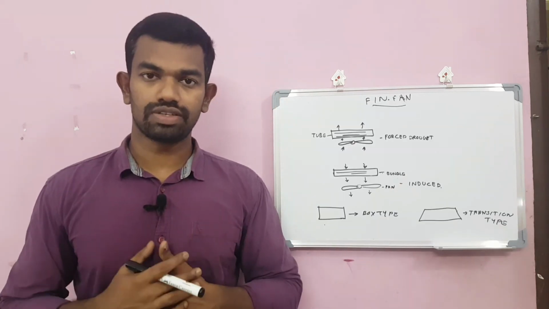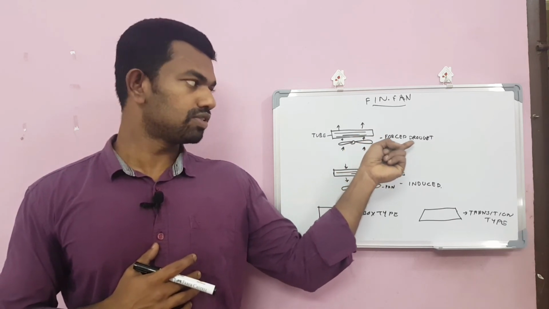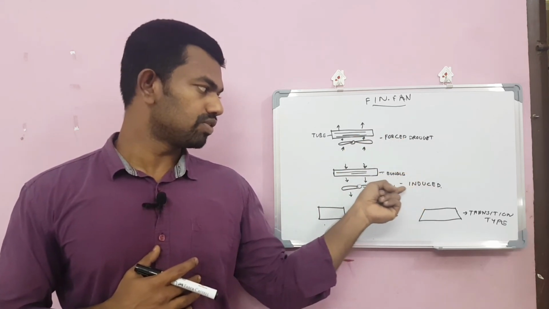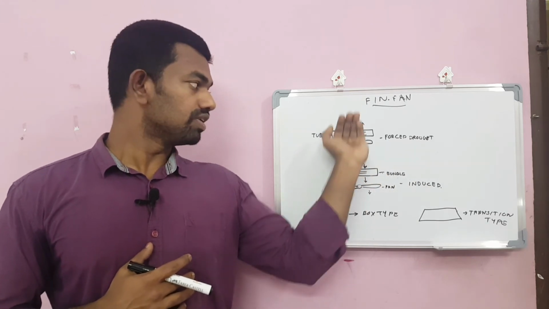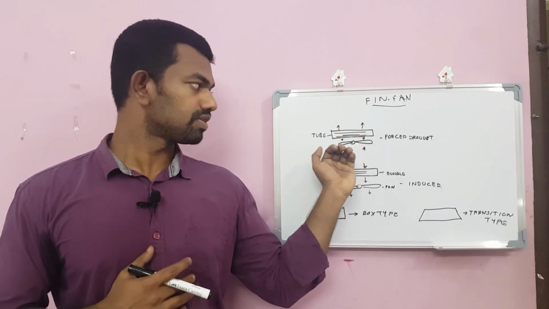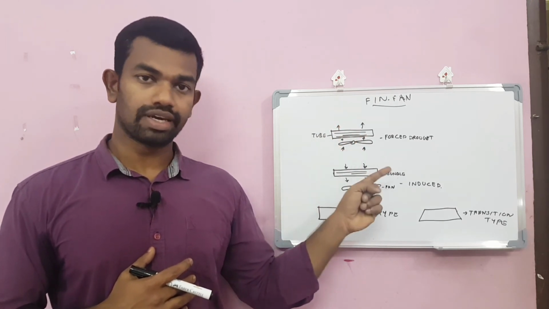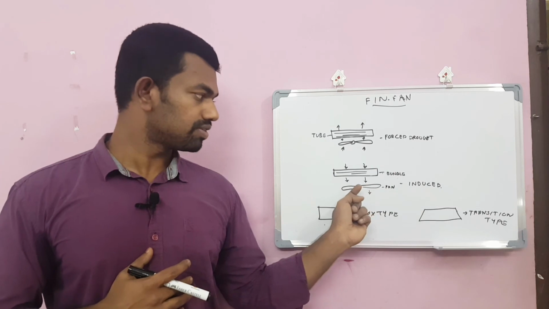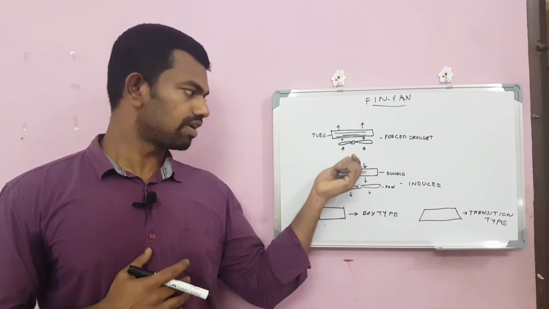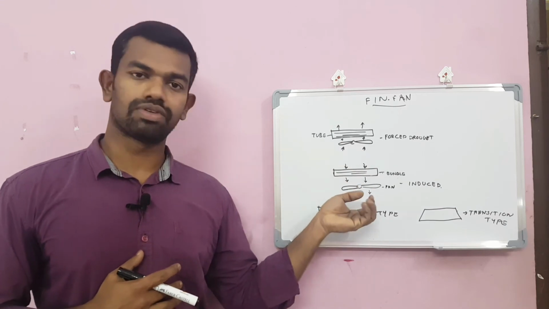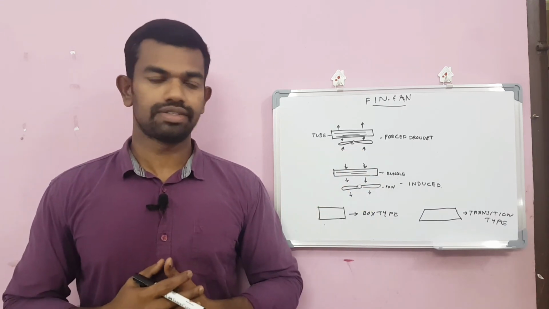There are 2 classifications based on the air movement. This is forced draft. Second is induced draft. In forced draft, the air is pushing towards the 2 bundles. But in the case of induced draft, air is sucked through the 2 bundles. So air is coming from the top, going down. This fan is pulling the air down.